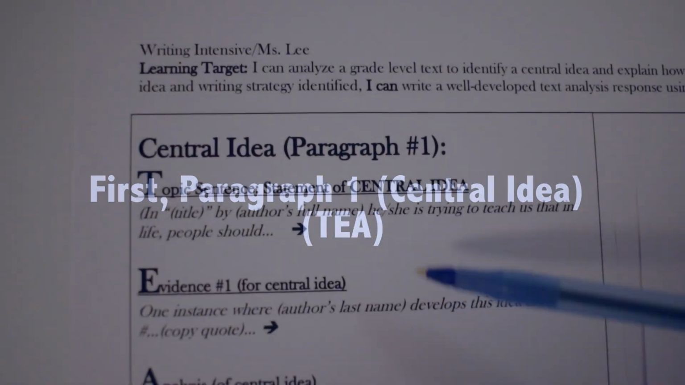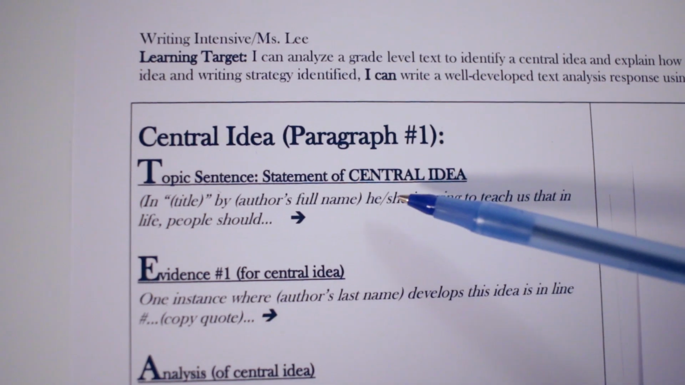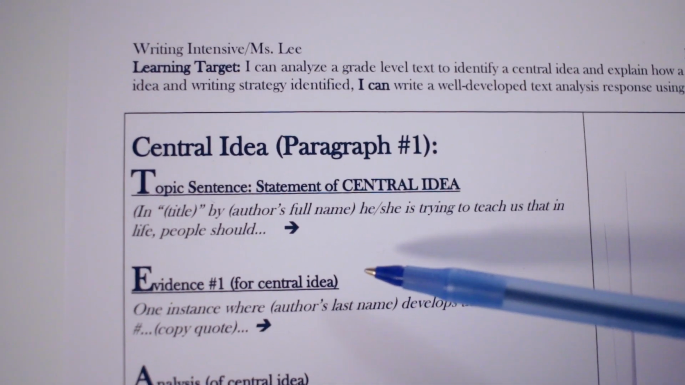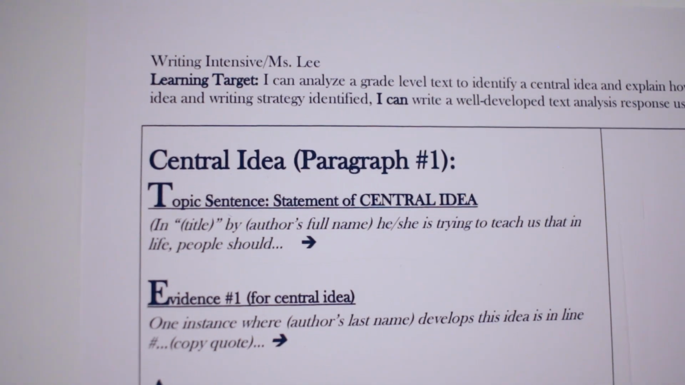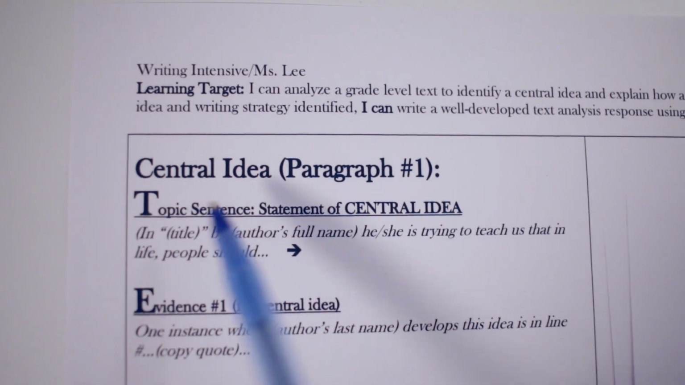So now we're going to talk about the structure for the Part 3 text analysis response. So we have TEA, which is your first paragraph about the central idea, and then the second paragraph, an acronym to remember the structure would be IDEA. So let's talk about the first paragraph.